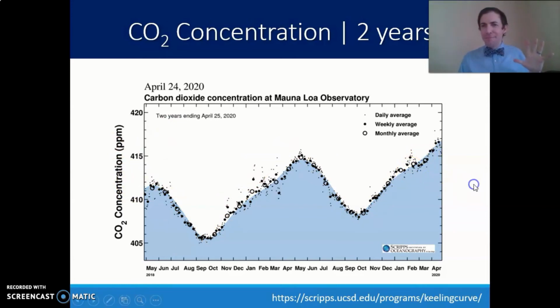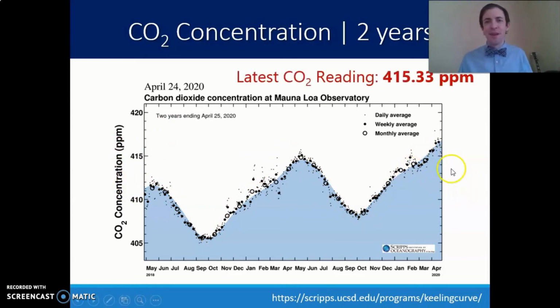And we can see that over the last 2 years, there are some rises and falls in that. If we zoom out a little bit, because we have the data to do so, before we do, just to keep as a reference point, 415 parts per million, that is the latest CO2 reading. This measurement was taken very recently on April 24th, 2020. So 415 parts per million. That's your reference point now.